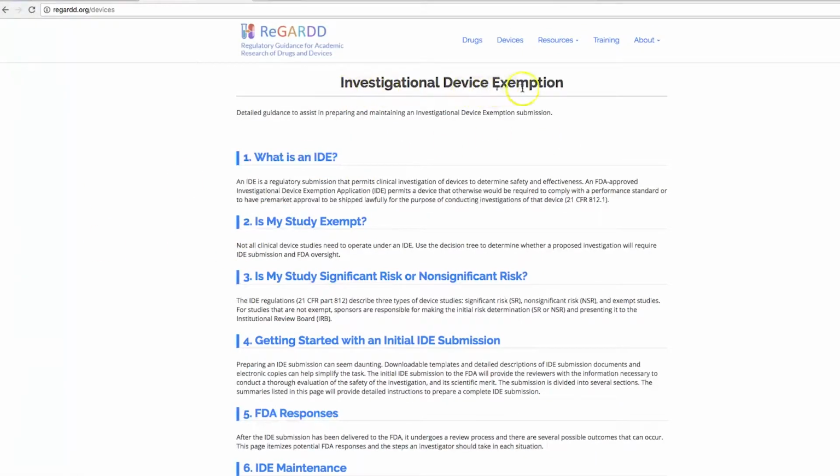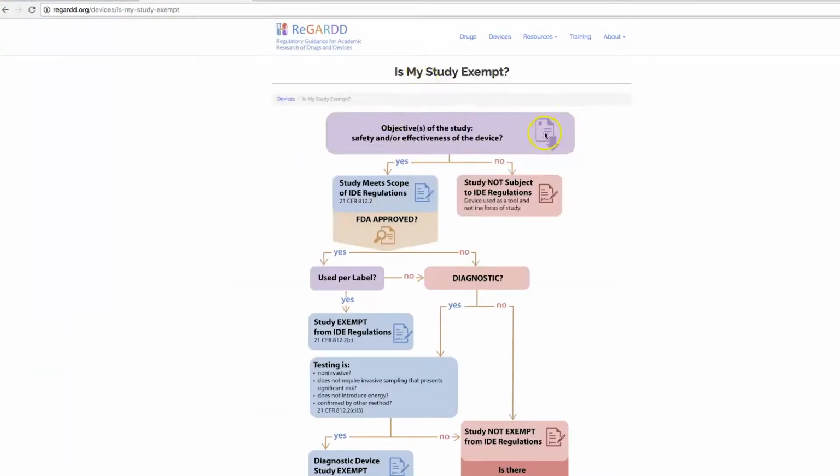So Investigational Device Exemption, the definition is here. Is my study exempt? Let's go there. So here's our flowchart for determining is my study exempt from an IDE. If the objective of the study is to determine safety and/or effectiveness of the device, is the first question that you want to determine. If the answer is no, your study's not looking at the device itself, then it's not considered a device study, and it's not subject to the IDE regulations.